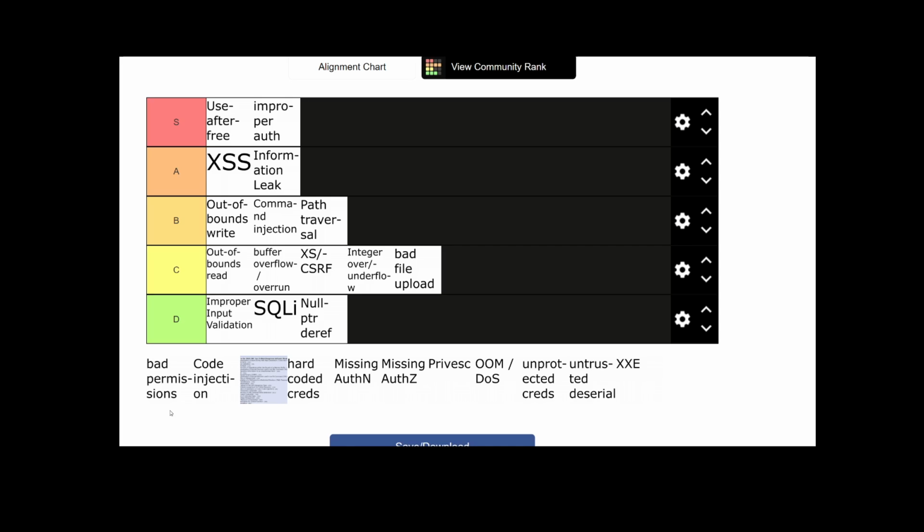The next one I have here is incorrect permission assignment for critical resource, CWE 732. I don't know why I called that incorrect permission assignment. Oh, I decided that one was privesc, because I'm pretty sure that that's my best interpretation of what that means.